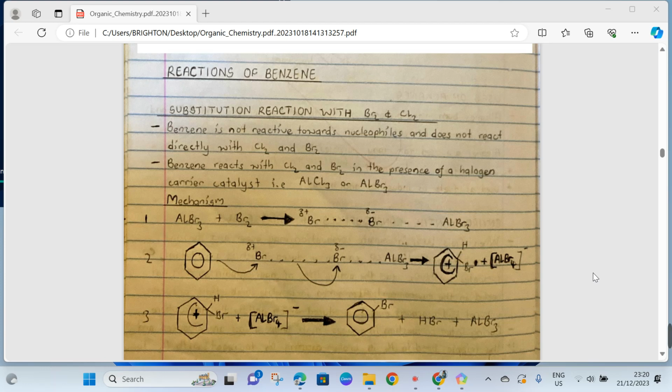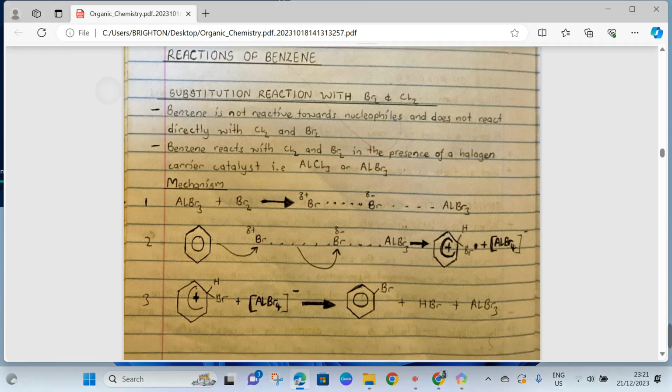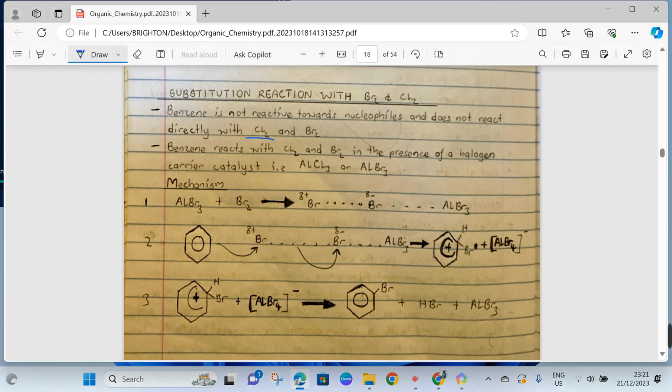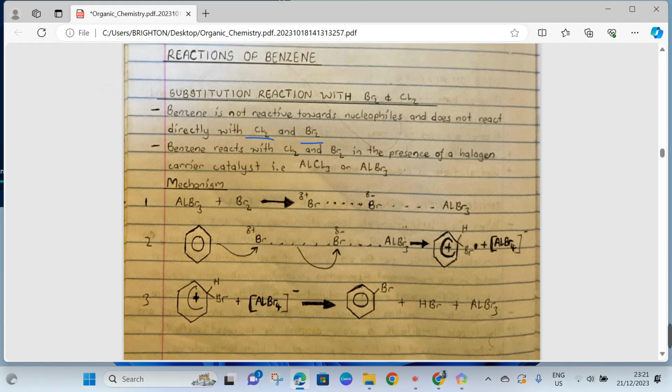Benzene undergoes substitution reactions with chlorine and Br2. Benzene does not react directly with chlorine or Br2 and is unreactive towards any nucleophiles. If you go to the introduction of this course, I think I've shown you examples of nucleophiles, right?